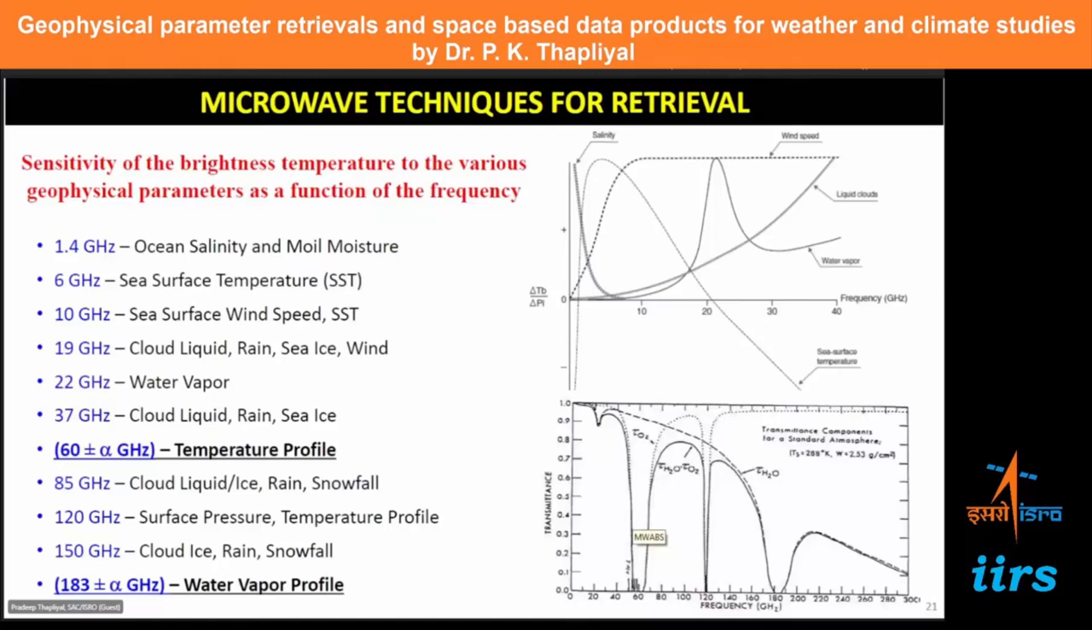In the microwave sounder, we will make use of this oxygen absorption band, because oxygen is a well mixed gas in the atmosphere, that you know very well, and that band is around 50 to 60 gigahertz. So that is for temperature profile measurement.